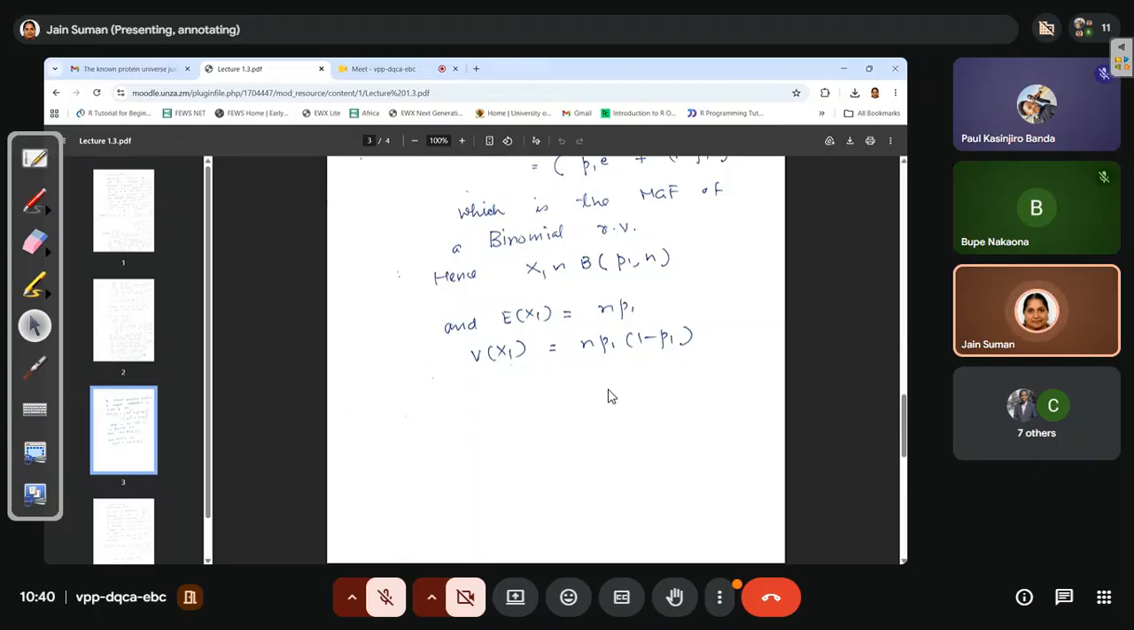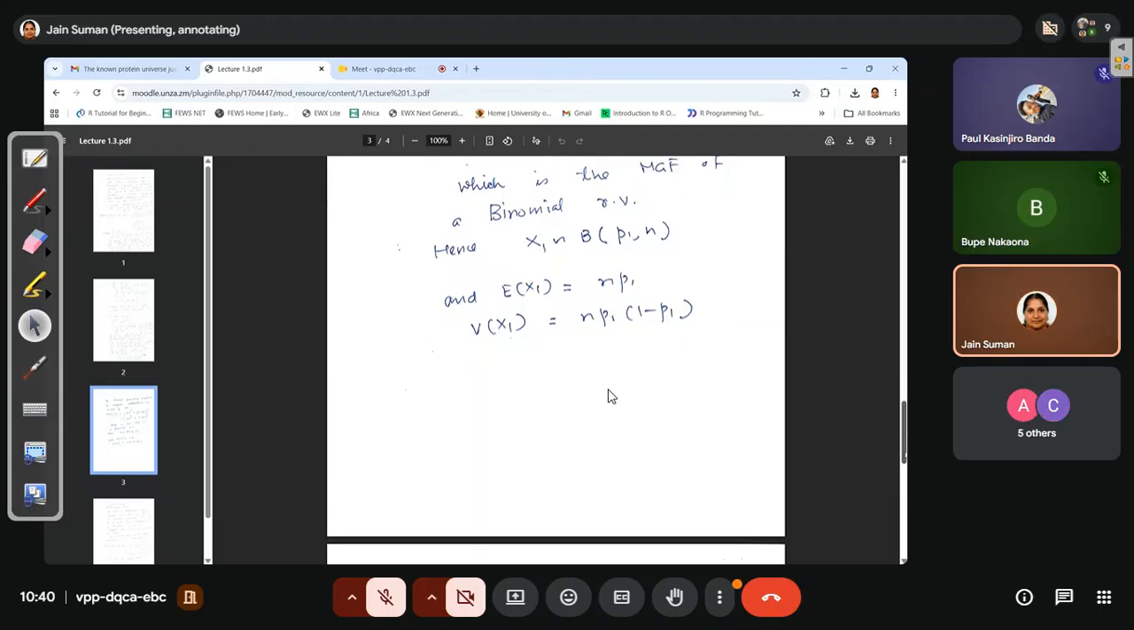Similarly, I did not write it down, you can write down the marginal distribution of the random variable x2. As you have seen from the joint moment generating function, it is also binomial, with parameters p2 and n. So the two marginal distributions of x1 and x2 are binomial, and therefore we can find the mean and the variance of each one of the two random variables.